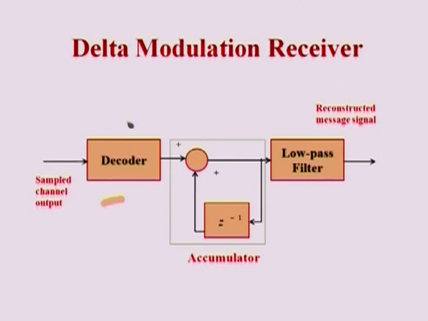This decoder, based on the incoming data, whether it is 1 or 0, will decide. So, at the transmitter, if we have the positive step size, then 1 is transmitted, and if we have the negative step size, then 0 is transmitted. So, we have to do the reverse process here. If 1 is received, then plus del was transmitted at the transmitter. So, we have to decode appropriately.